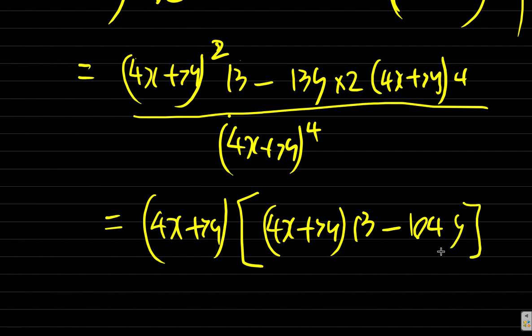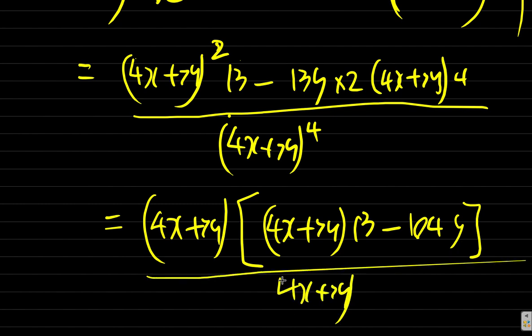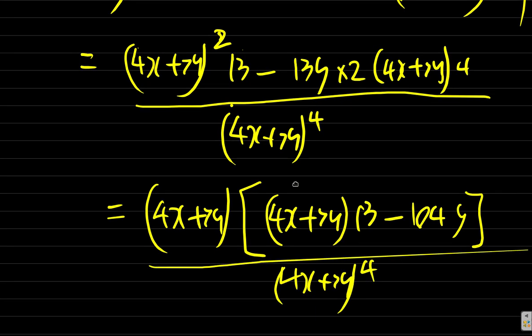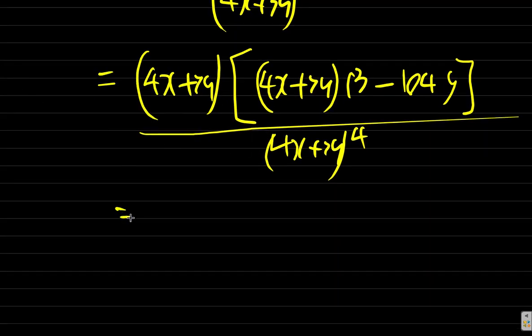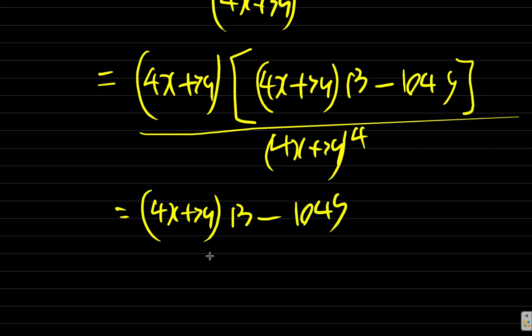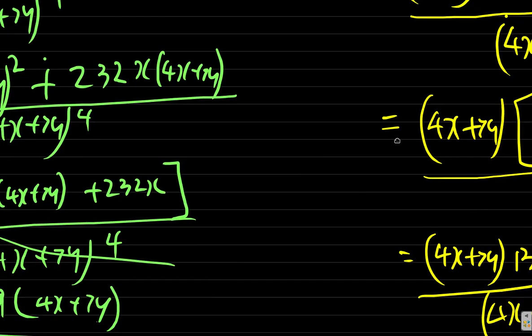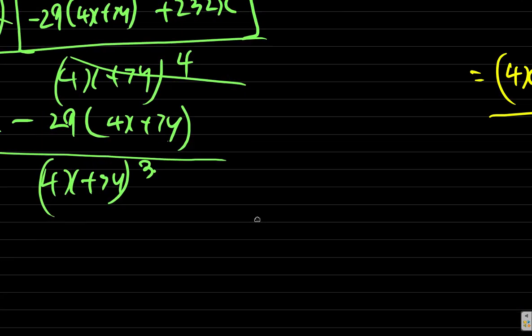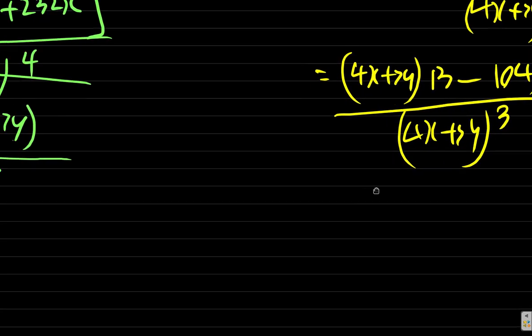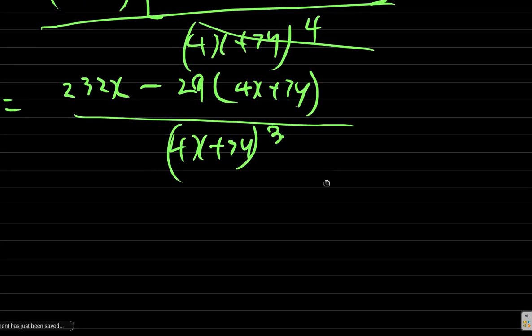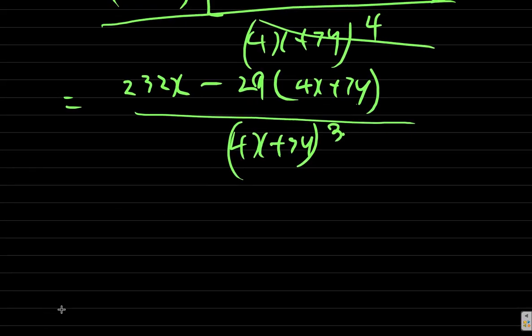Okay, that's that, over (4x + 7y) to the 4th. Now when you cancel out, you get (4x + 7y) times 13 minus 104y, divided by (4x + 7y) to the power of 3. Alright, so let's compare them now. To properly compare them, we're going to have to multiply out the brackets of each.